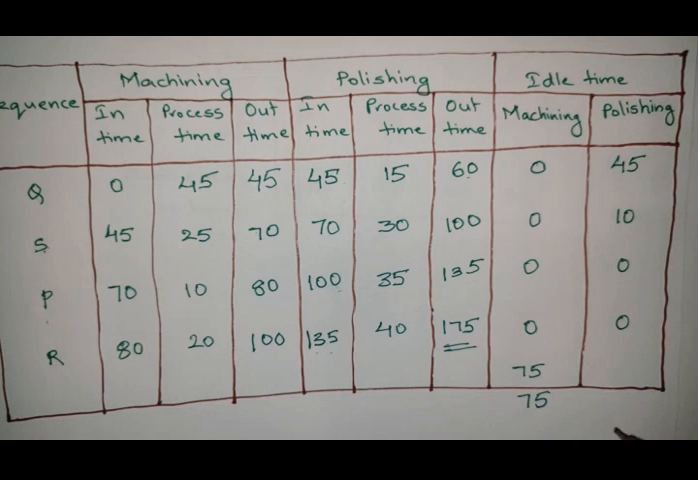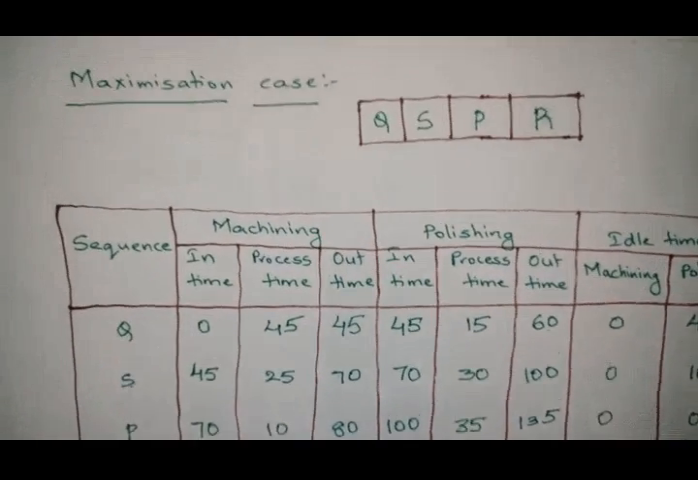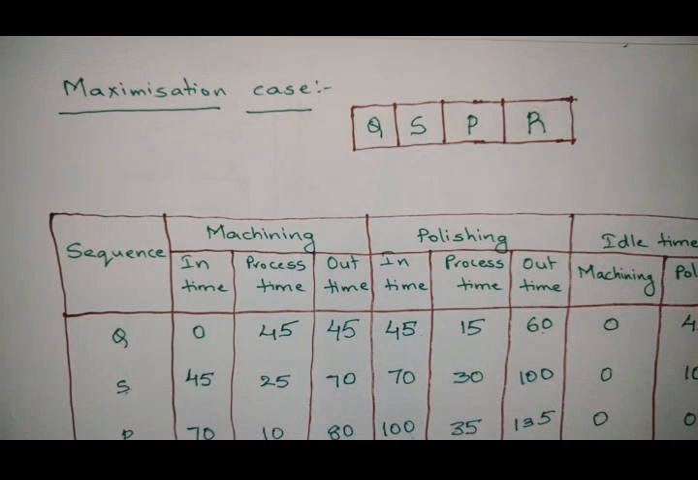45 plus 10 plus 0 plus 0 is equal to 55. 55 hours of idle time in the polishing. Then what is the total idle time? So total idle time is equal to 130 hours. Total elapsed time is 175 hours. Total idle time is 130 hours. So this is the case. These are the values in a maximization case. So now let us find the sequence in the minimization case.